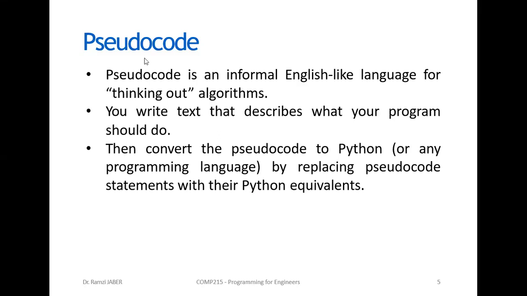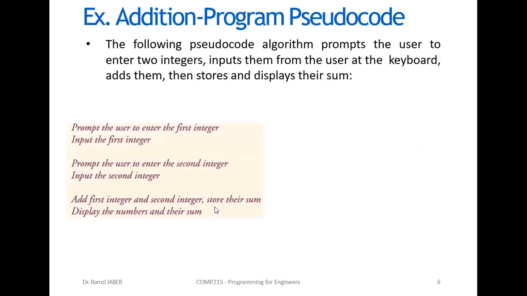Example, addition program pseudocode. The following pseudocode algorithm prompts the user to enter two integers, inputs them from the user, adds them, then stores and displays their sum. So this is the pseudocode.